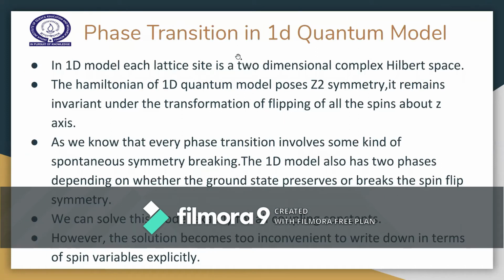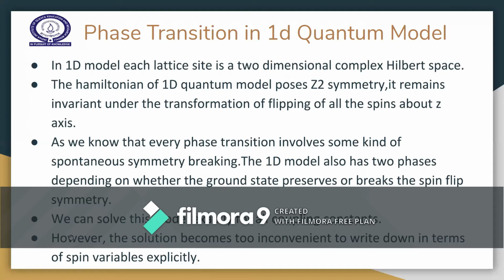Now, a very important concept that we should discuss about the 1D quantum model is the kind of phases that it possesses. In the 1D model, each lattice site is a two-dimensional complex Hilbert space. The Hamiltonian of the 1D quantum model possesses Z2 symmetry. What is Z2 symmetry? It remains invariant under the transformation of flipping all the spins about the Z-axis. As we know, every phase transition involves some kind of spontaneous symmetry breaking, so the 1D model also has two phases depending on whether the ground state preserves or breaks the spin flip symmetry.